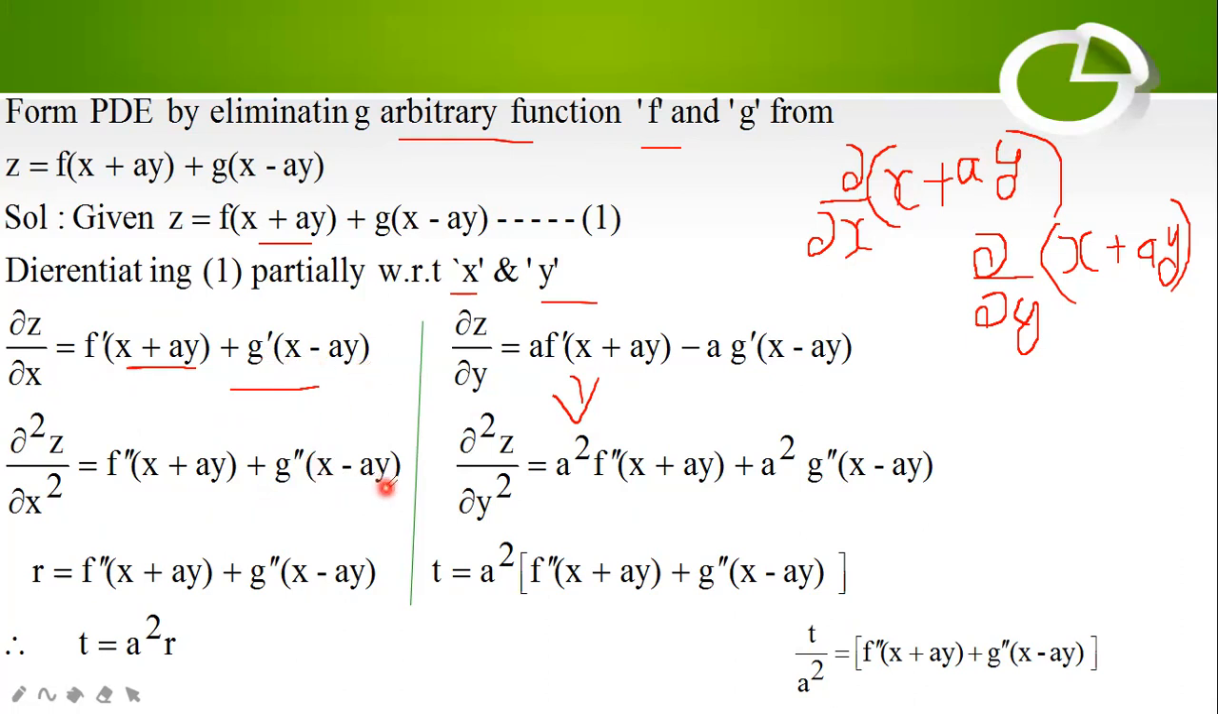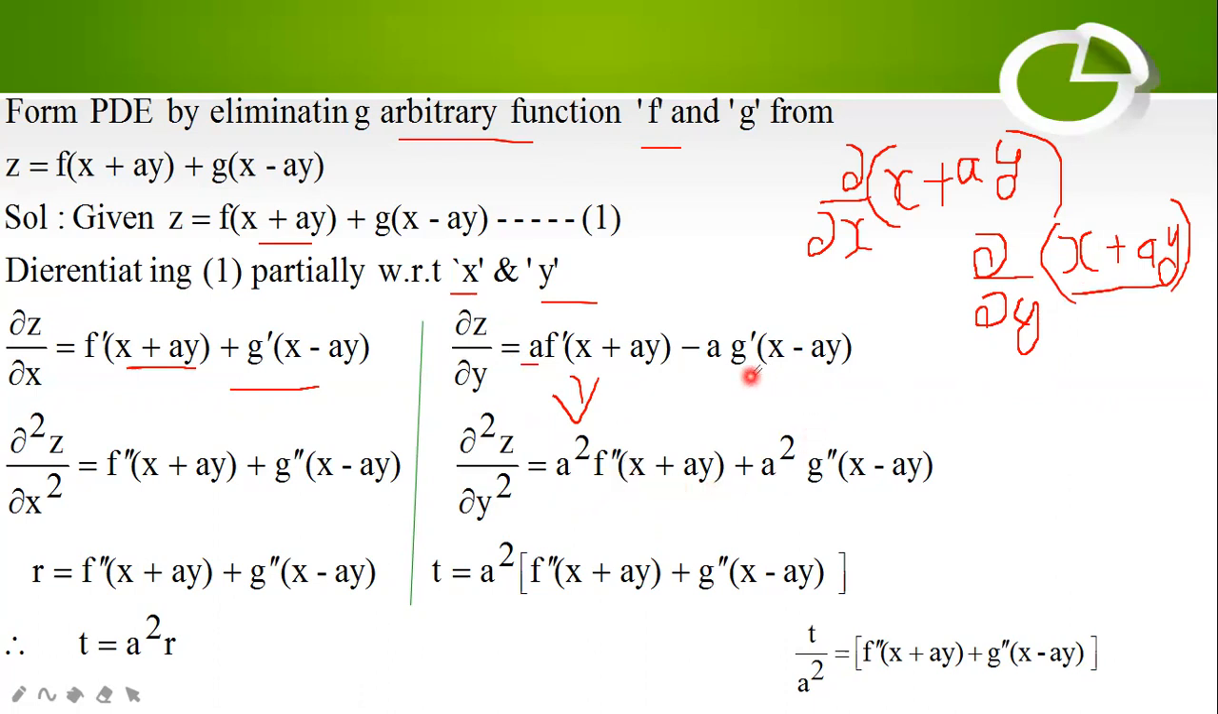Again now we are differentiating this with respect to y partially, that is dou square z by dou y square equal to f double dash of x plus ay, the derivative of f dash of x plus ay is f double dash of x plus ay into the derivative of x plus ay. That is, the derivative of x with respect to y is constant 0, the derivative of y is 1, a, already a is here, so a square into f double dash of x plus ay.